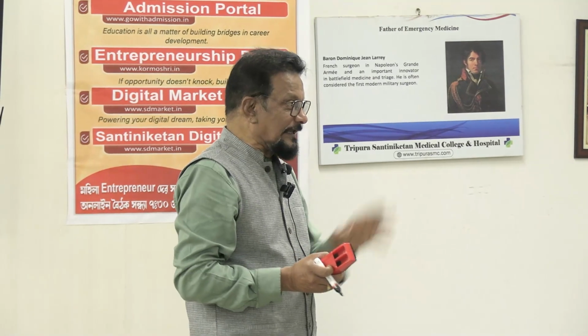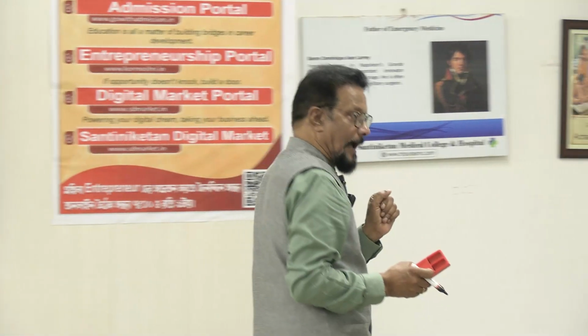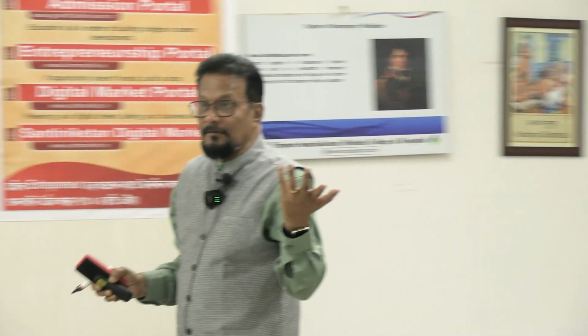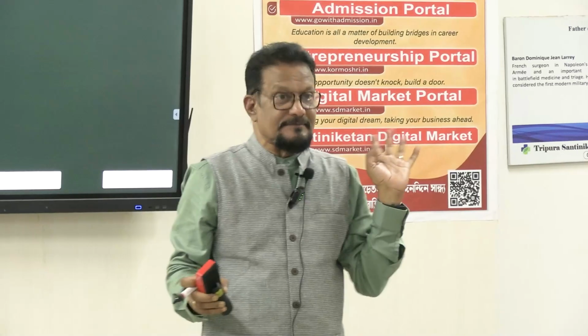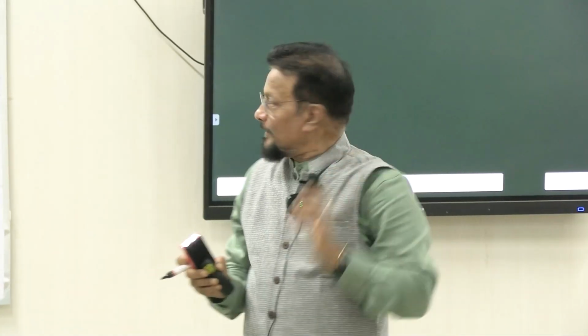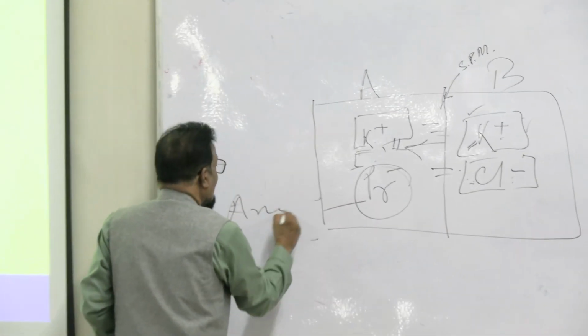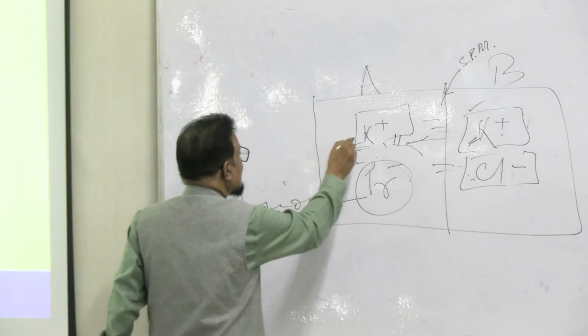So we can see now, if one side contains a non-diffusible ion which is negatively charged, then at side A, the cations, the positively charged ions, accumulate. So these are anions, and these are cations.